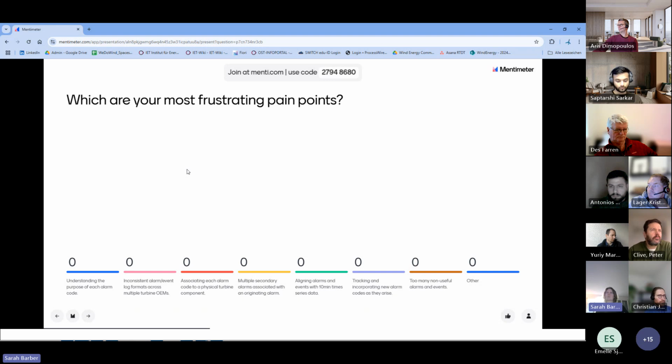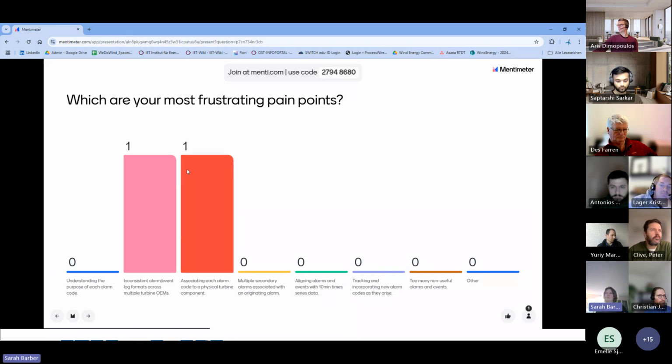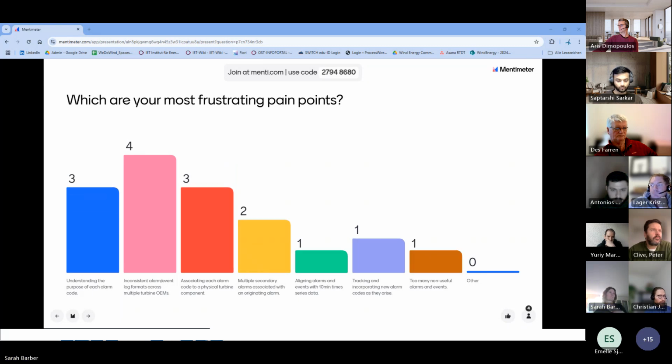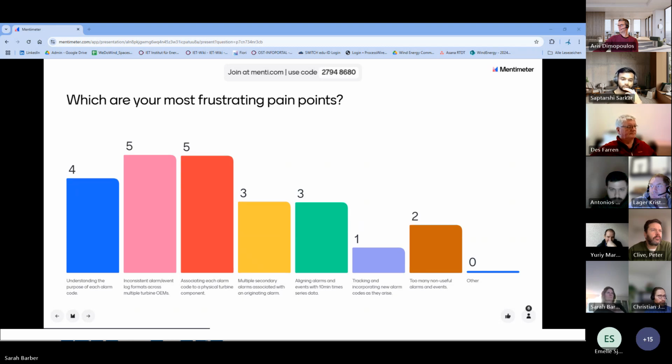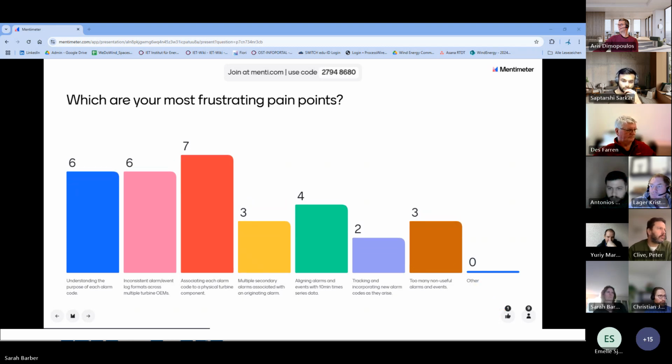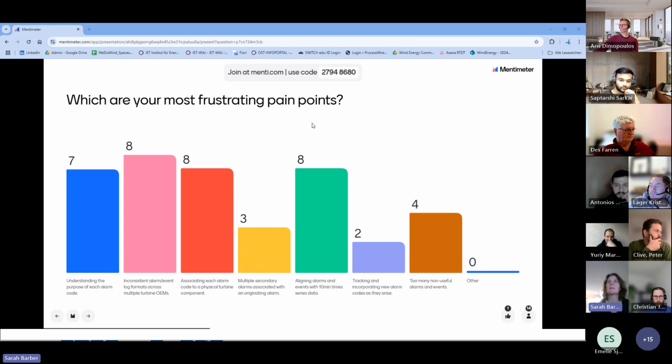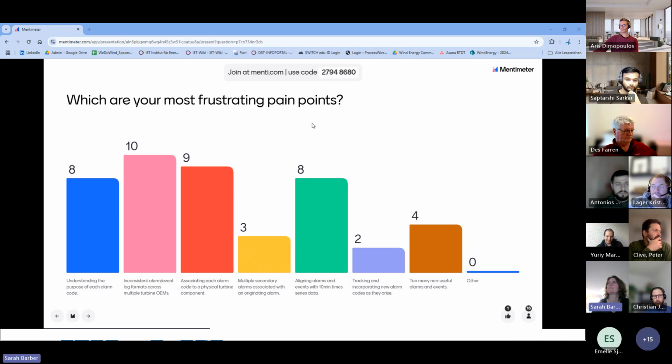So the second question is, which are your most frustrating pain points? It takes a while to read them, I think. Okay, so we have understanding the purpose of each alarm code, inconsistent alarm event log formats across multiple, associating each alarm code to a physical turbine component, and aligning alarms and events with 10-minute times and time series data. Okay, that's so good to know.